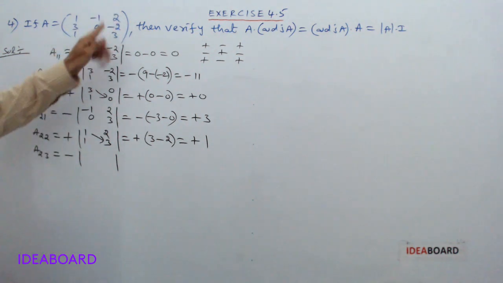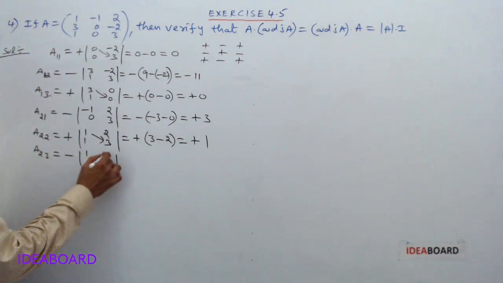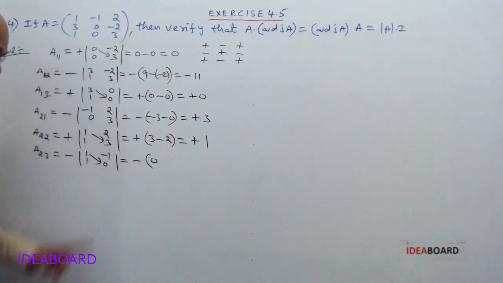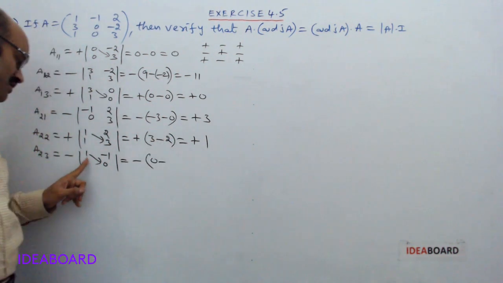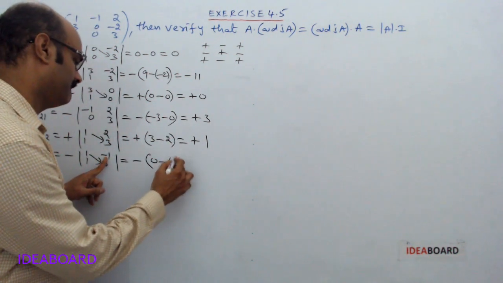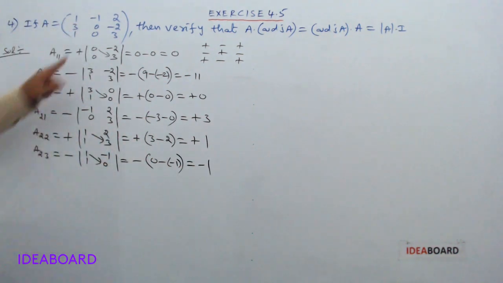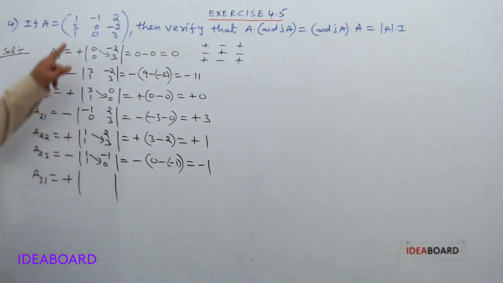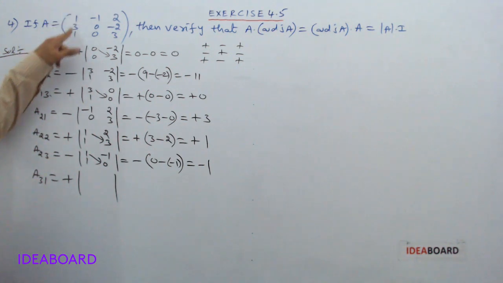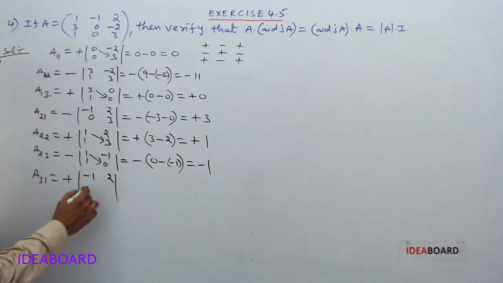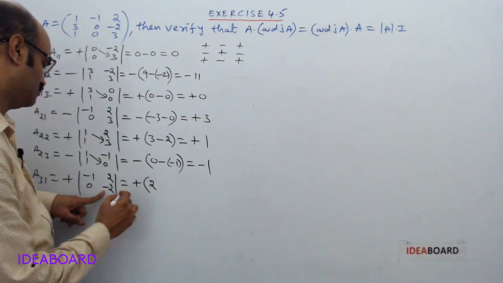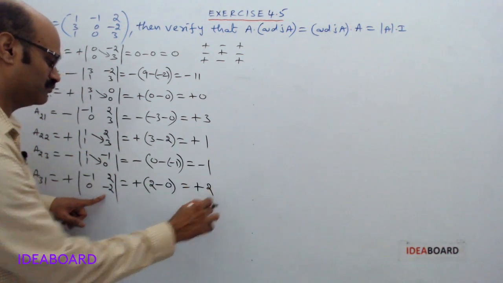So second row and third column, if you close, the remaining elements we have 1, minus 1, 1, 0, equal to minus of 0, 1 into 0, 0 minus of minus 1, equal to minus 1. Next A31 equal to plus of determinant of the element 1 lies in first column and third row. Then we have minus 1, 2, 0 minus 2, equal to plus of 2 minus 0, equal to plus 2.